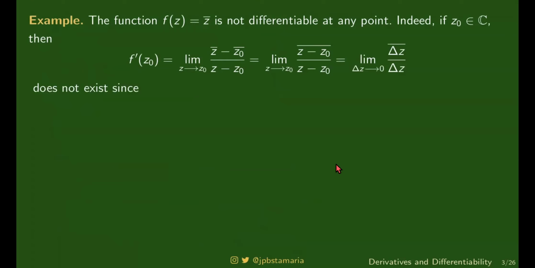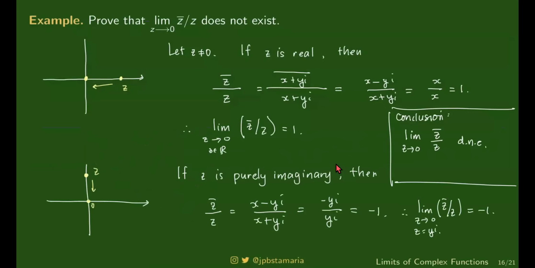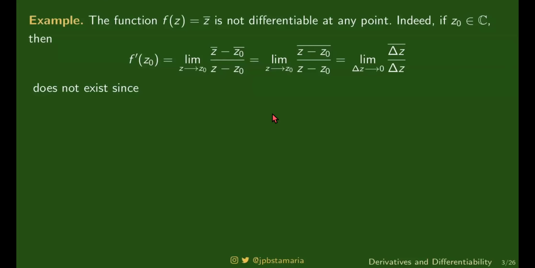Equal siya dito. Limit ng delta z bar divided by delta z as delta z approaches 0. Paano natin nasabing hindi nag-exist yung limit na yan? Ay, nakita na natin yan kanina. Actually, ginawa ko siya kanina dito. Hanapin natin yun. Ito yun. Iniba ko lang, papalitan nyo lang yung z dito ng delta z.